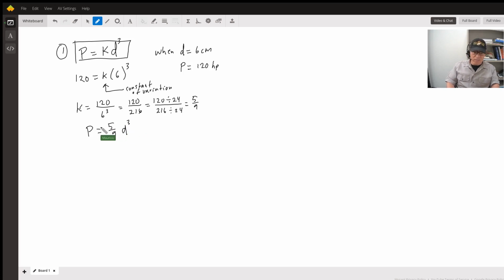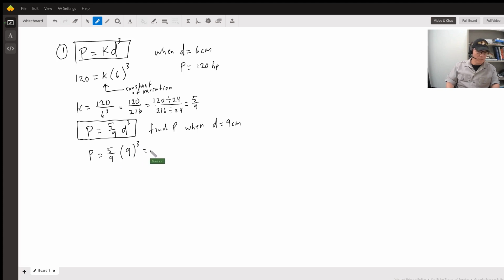We will then use this formula to answer the question, which was to find the power. So find P when the diameter D equals 9 centimeters. So when we substitute this, we get that P equals 5/9 times the cube of 9.